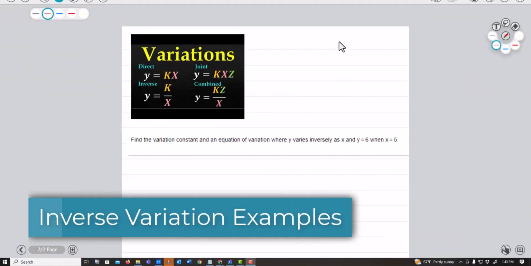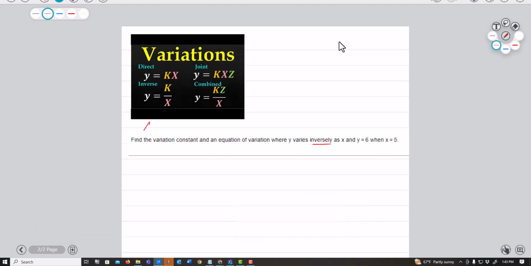Okay, still looking at variation, but now we're looking at an inverse relationship, which is that bad boy right there. And so I always start with just writing my equation, and it tells me find this variation when y is 6 and x is 5. So if I multiply both sides by 5, I get 30 equals k. So I would write this variation as y equals 30 over x.